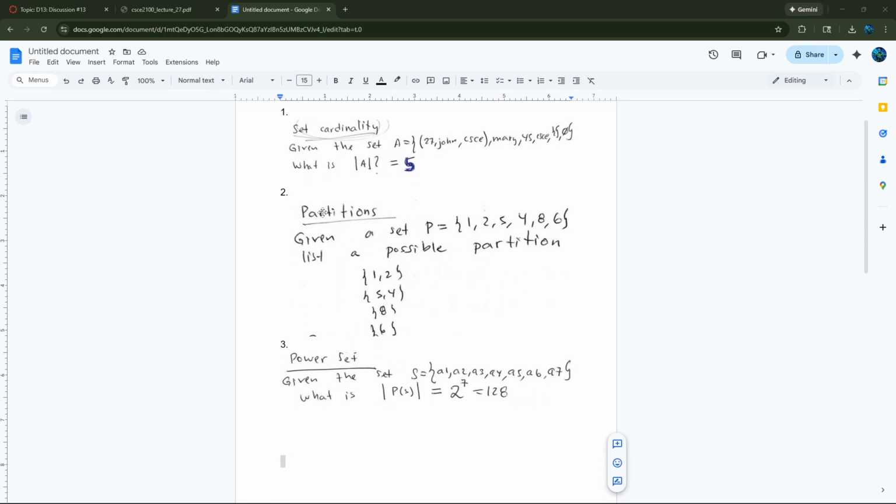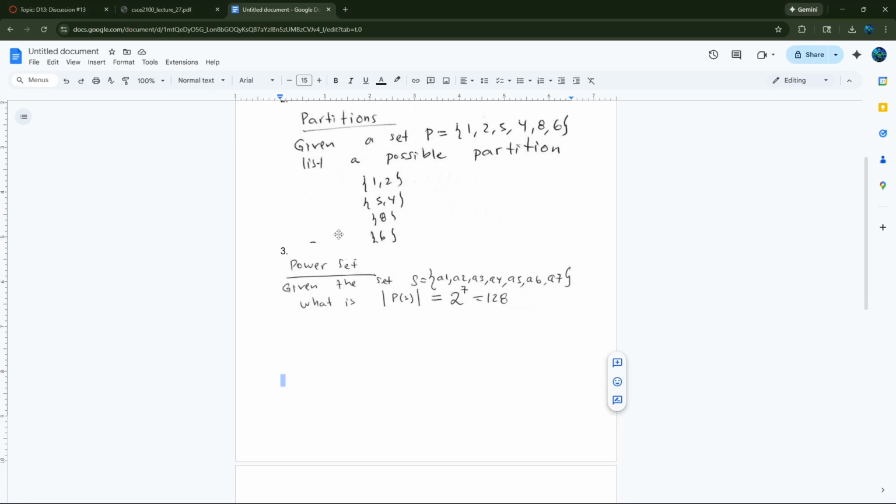Secondly, we're looking at partitions, and a partition is any combination of objects in a set. So the examples you see here are 1, 2. This exists within the set, so it's a valid partition, as is the case for 5, 4, 8, and 6. Those are all partitions of this set.